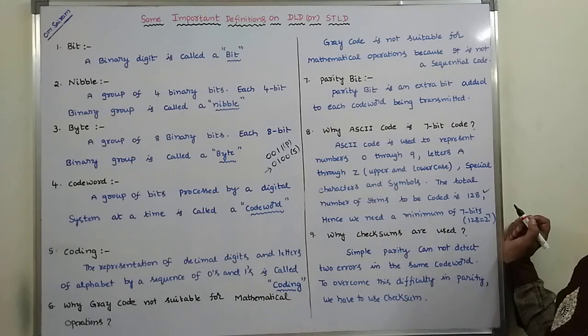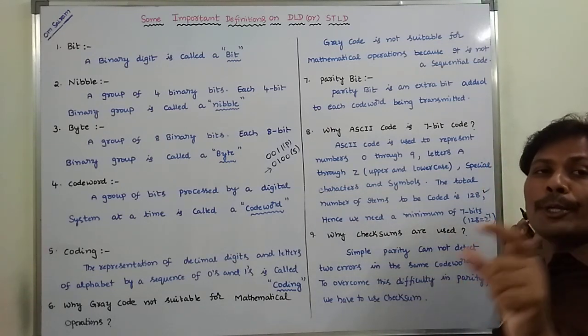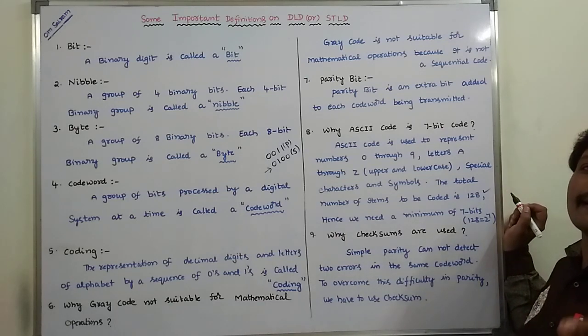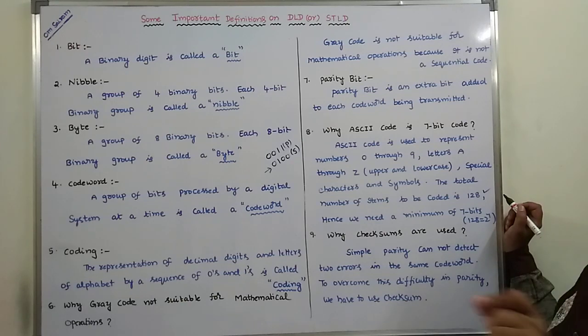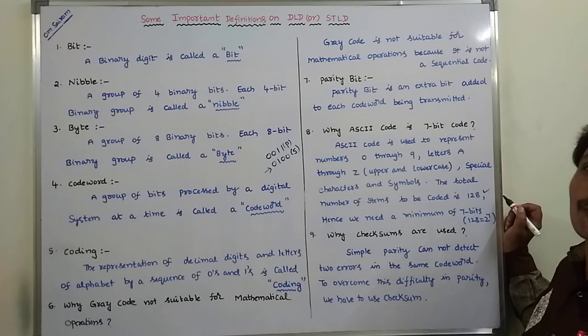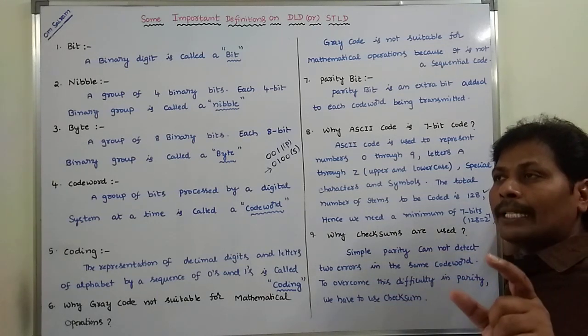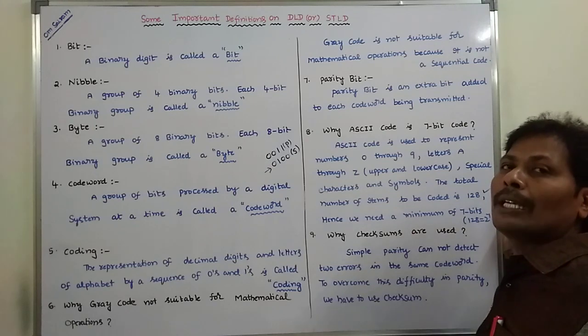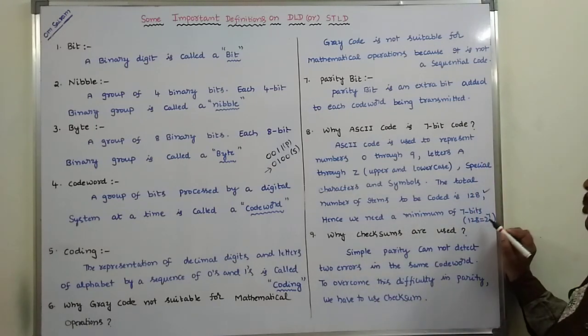Because by using ASCII code we can represent the decimal digits 0 to 9, uppercase letters capital A to capital Z, lowercase letters small a to small z, and special characters and special symbols. All together the total number of items is equal to 128. To represent these 128 numbers, how many bits are required? That is 2 power n is equal to 128. Therefore n is equal to 7.